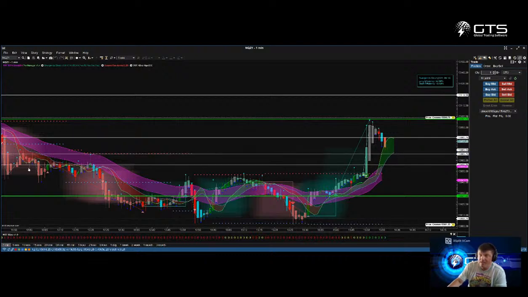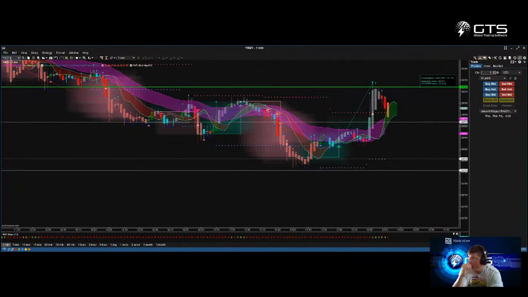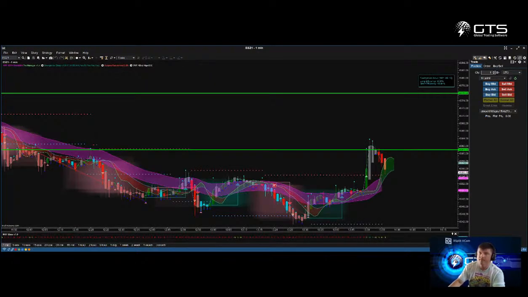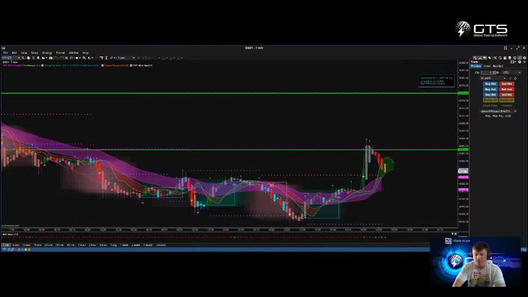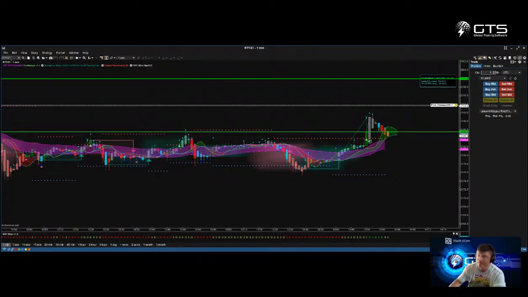I mean, no idea where it's going, but same thing is probably happening to the Dow. Yep. Same thing's happening to the Dow. Same thing's happening to the ES. Yep. And we know the same thing is happening to the RTY. So that is a false breakout, straight up bull trap right there. Perfect example.